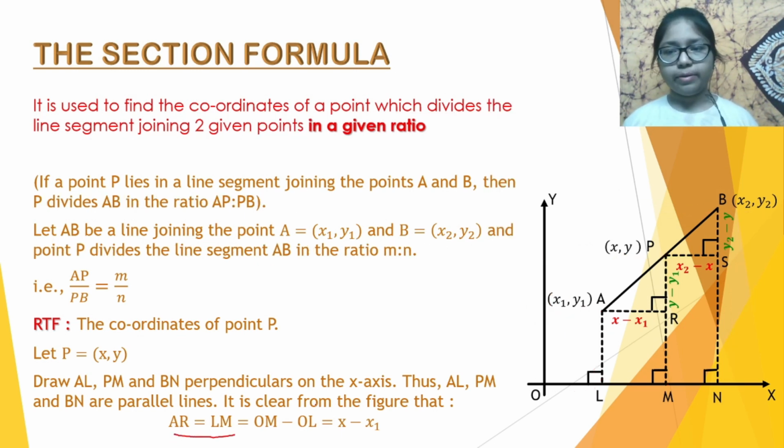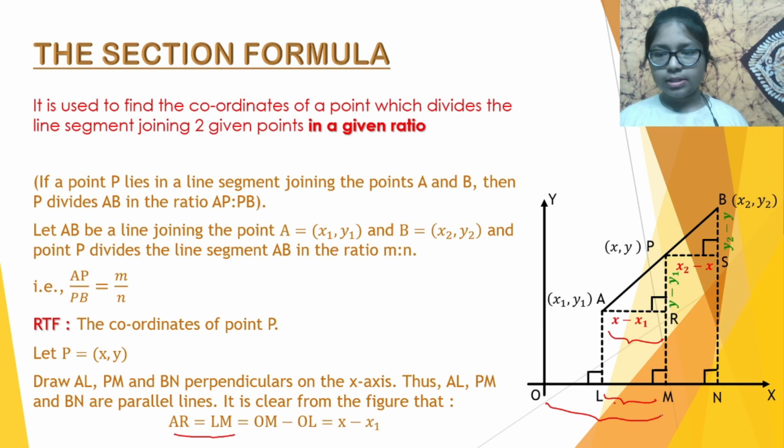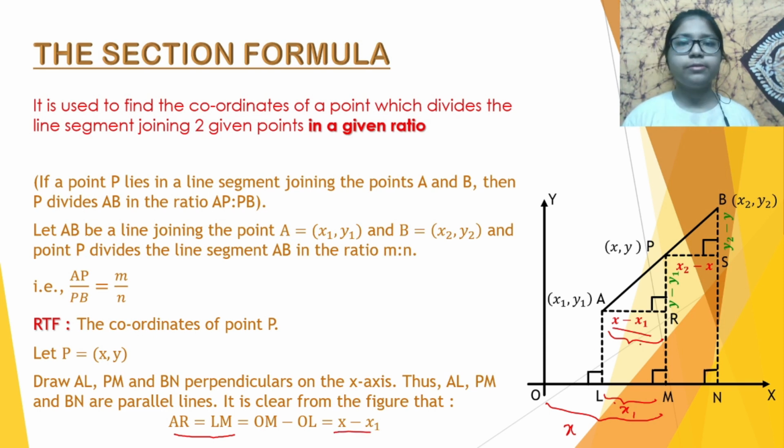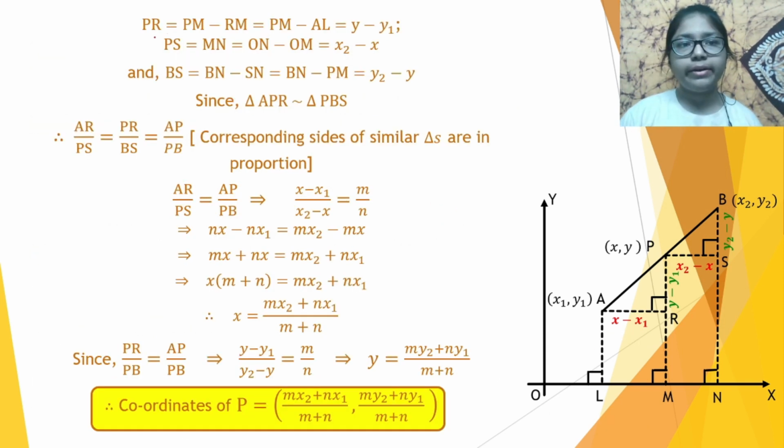AR equals LM. AR is obviously equal to this, because this is a rectangle, because these are perpendiculars. So this should be equal to this, which equals OM minus OL. OM means this, this is x and this is x1. So x minus x1. Okay. So secondly, what can we write?